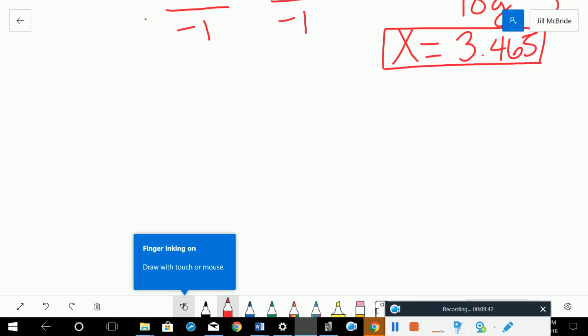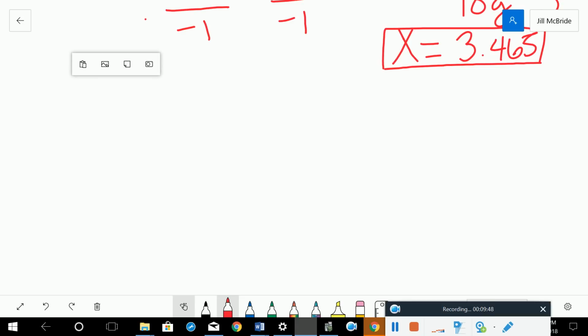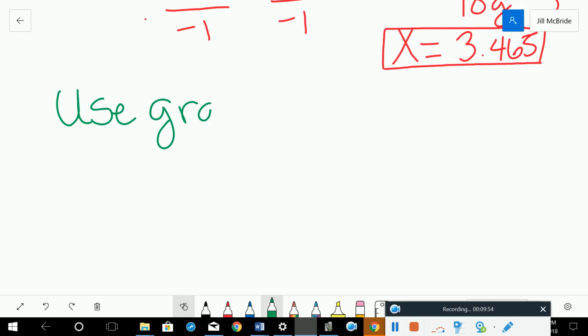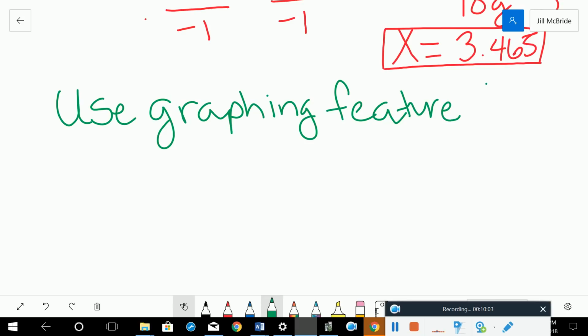Okay, let's talk about how to use a calculator. We're going to first use the graphing feature of our calculator to solve.